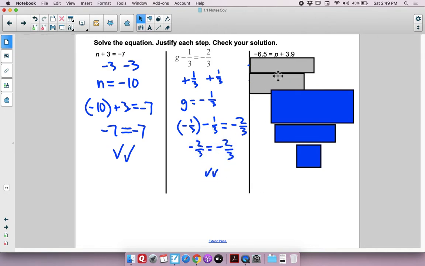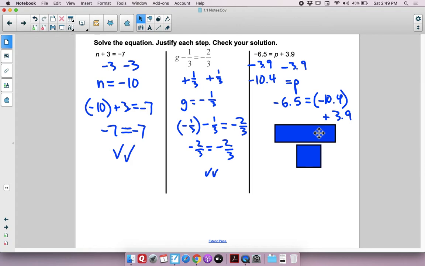Yay. Okay, last one here, what are you going to do? Right, subtract negative 3.9 and get negative 10.4. Plug it in. This should get us a positive or a negative on the right side. Definitely a negative, and then subtract the 3.9 from the 10.4, and they match. Yippee.